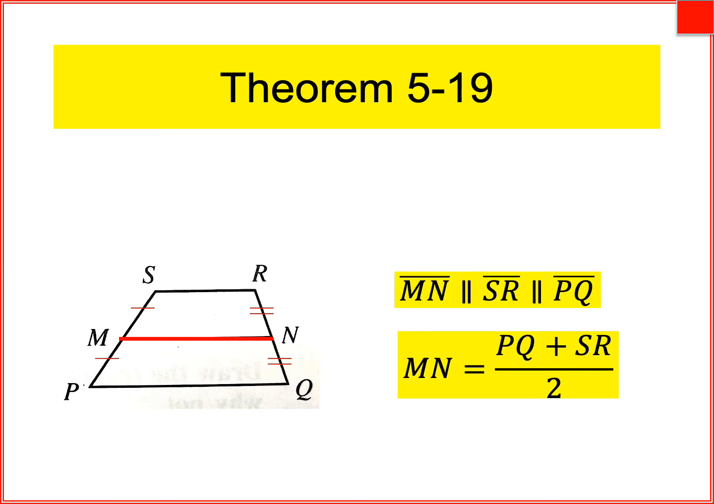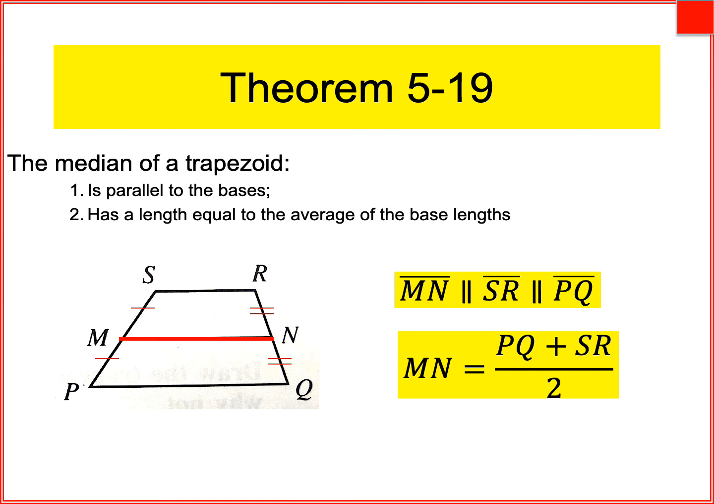Recall from chapter 5 that the definition of a median was: you take the midpoint of the two legs of a trapezoid and connect them. In this case, MN is what we define as a median. And Theorem 5.19 says two things. It says that MN, the median, is parallel to the two bases. And then we also get a formula from it. The length of MN, or the length of the median, is equal to the sum of the two bases divided by 2. In other words, the average of the two bases.